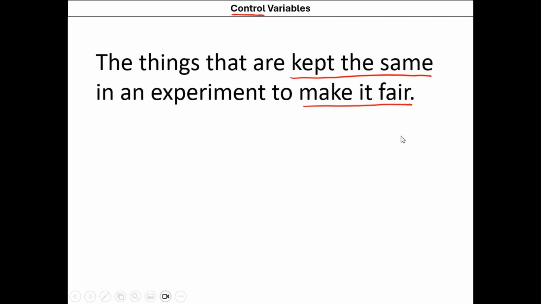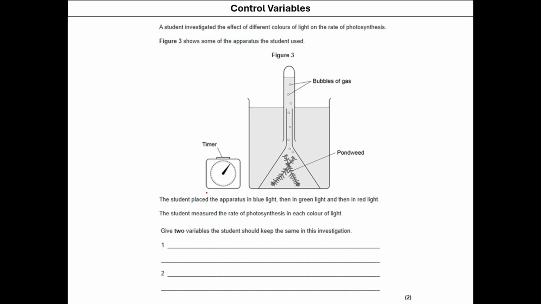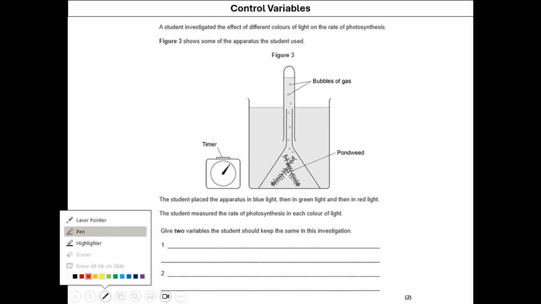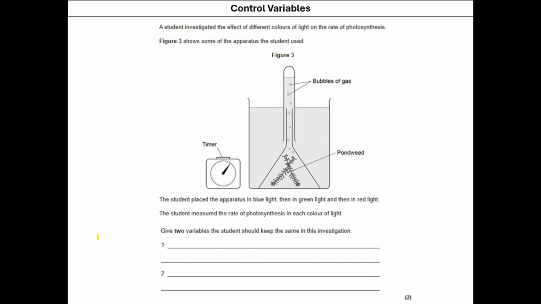So let's look at a question with these. Now, I've purposely picked a question that doesn't have a long method on this one to show you there's other ways to find the information. So we're asked to give 2 variables the students should keep the same. So we're being asked for control variables.